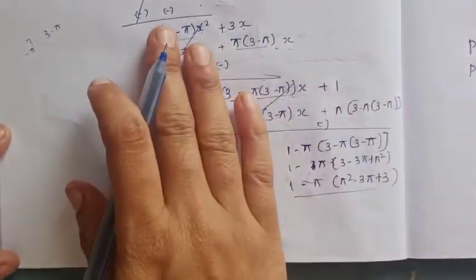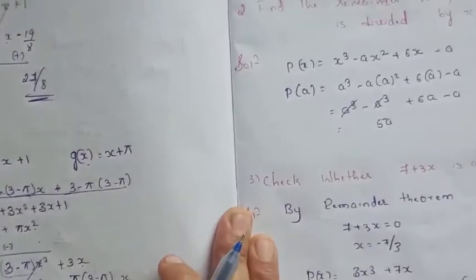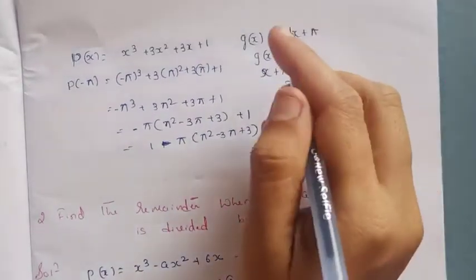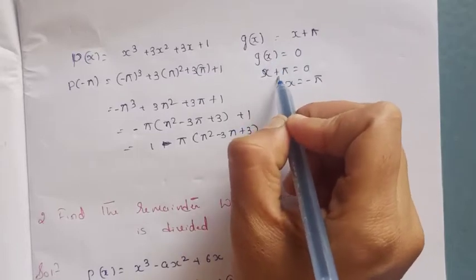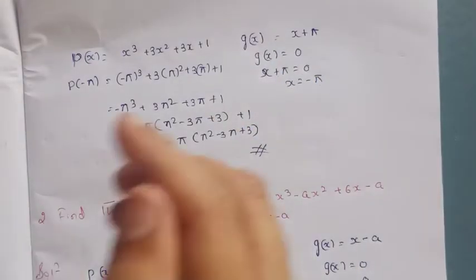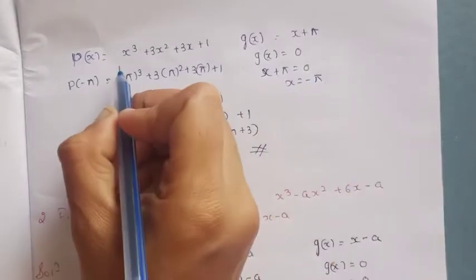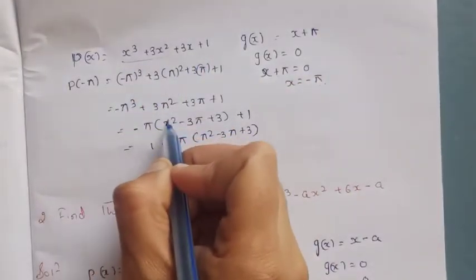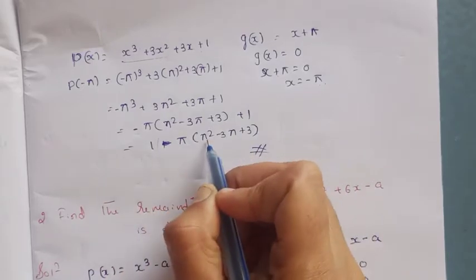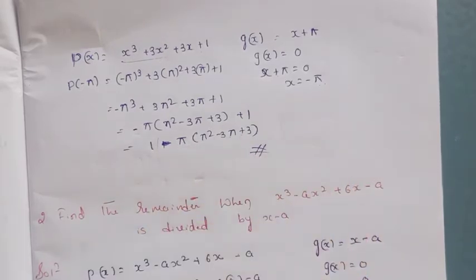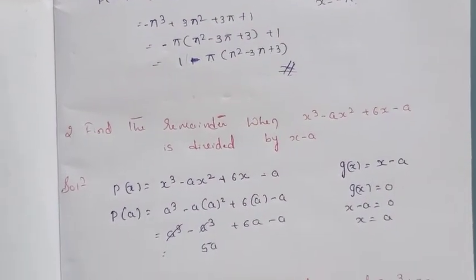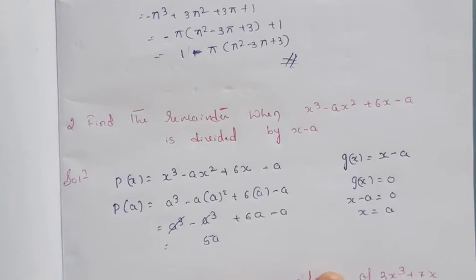So this is the long division method. In the substitution method, they have given g of x equal to x plus 5, means x plus 5 equal to 0, x equal to minus pi. Substitute x equal to minus pi into this equation. What remains here? 1 minus pi whole pi square minus 3 pi plus 3. This is the solution for the fourth question.